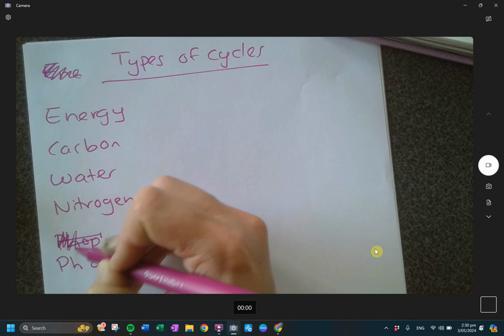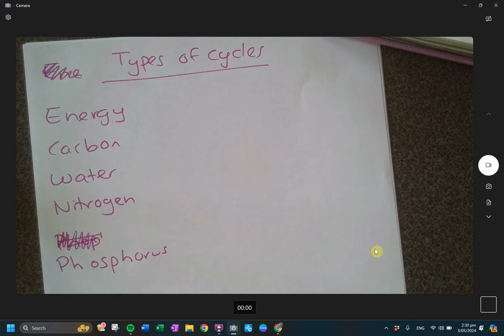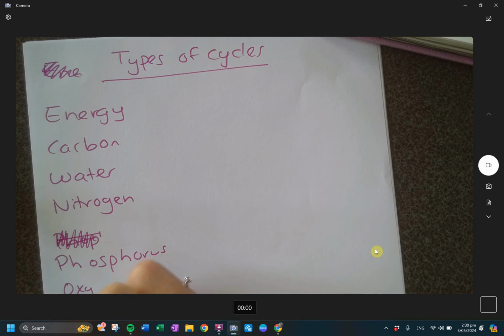What other cycles do you think came up when you were reading? I think those are the main ones. You might have heard of oxygen, maybe. Sulfur.